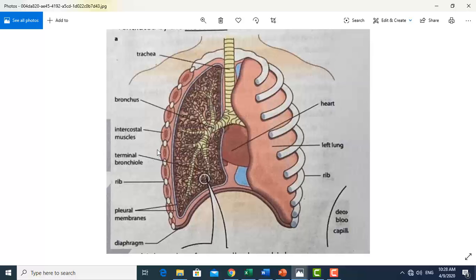So for the respiratory system here, the first thing that we have is the trachea, we've got the lungs, we've got the bronchus, we've got the bronchioles here, and these are the air sacs, and this is the heart, the ribs. Okay, and these are the intercostal muscles, and this is the diaphragm.